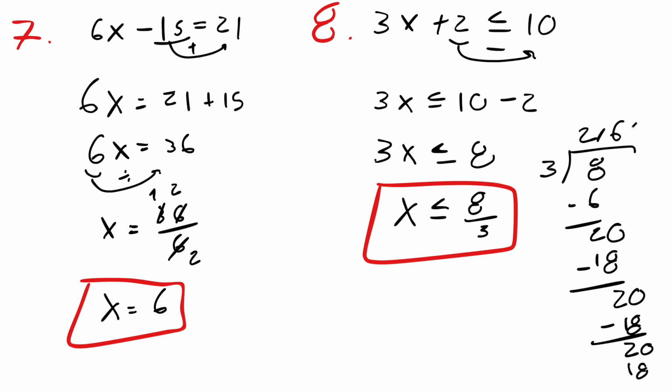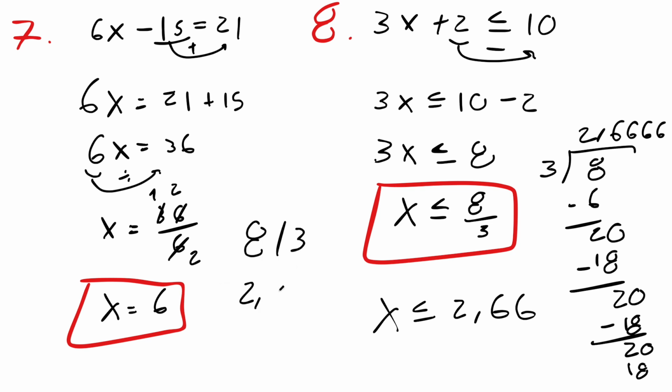So basically, we've got 2.66666 until infinity. It would be a periodically infinite number. Alright, so x will be lower or equal than 2.66. So you either put 8 over 3 or 2.66.